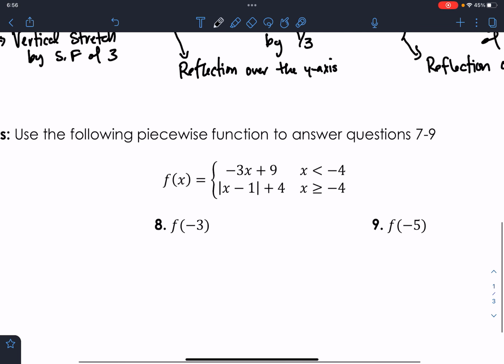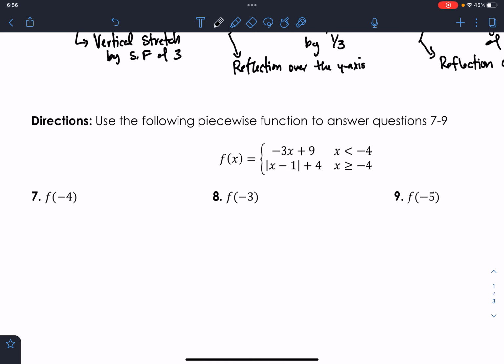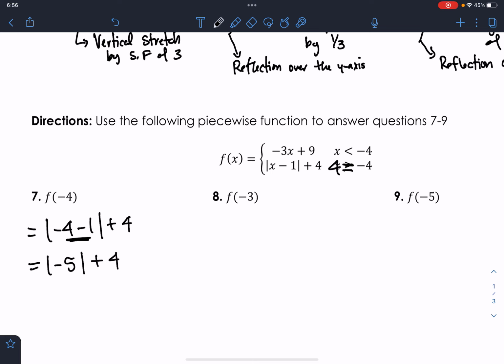Now for number 7, 8, and 9, we're using this piecewise function, and for number 7, we're going to plug in 4. Well, since 4 is equal to 4, we're going to use the bottom equation. So we place 4 into the x in the bottom, and we simplify. So we subtract these two numbers. That's negative 5, and the absolute value of negative 5 is positive 5. So the answer is going to be 9.